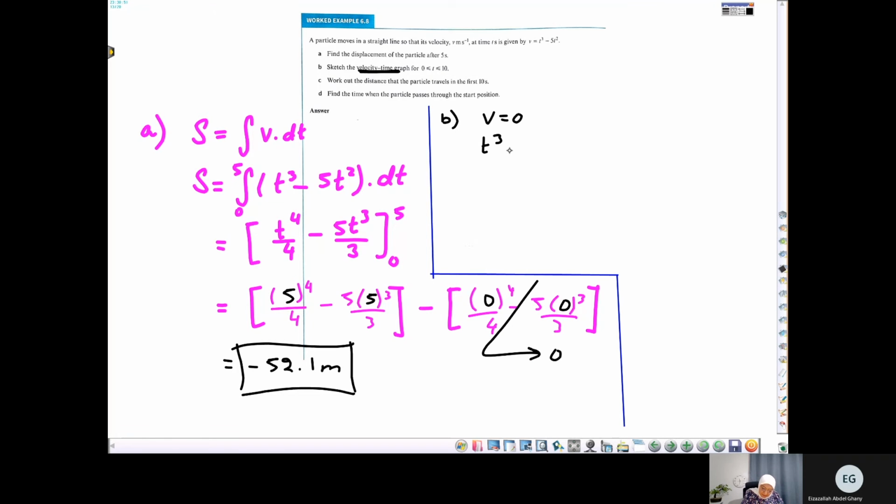It will be t cubed minus 5 t squared equals 0. Don't divide by the variable, but take it out as a highest common factor. So we take out t squared as a highest common factor. Here is t minus 5 is equal to 0. We have two values, either t equals 0 or t equals 5. It means we have an instantaneous stop twice in this journey. At the beginning, of course, because we started from rest, and after 5 seconds.